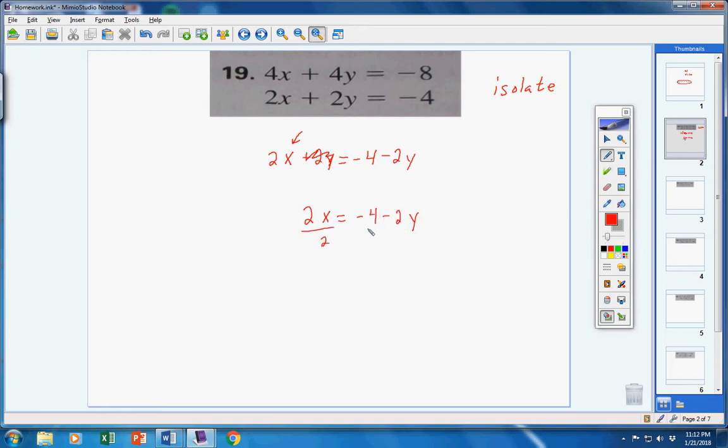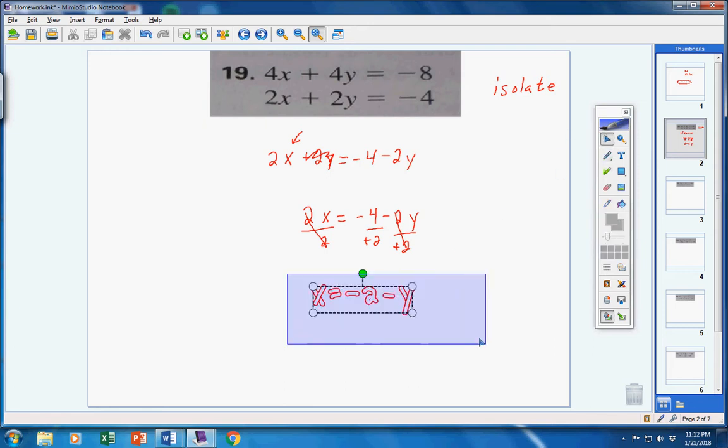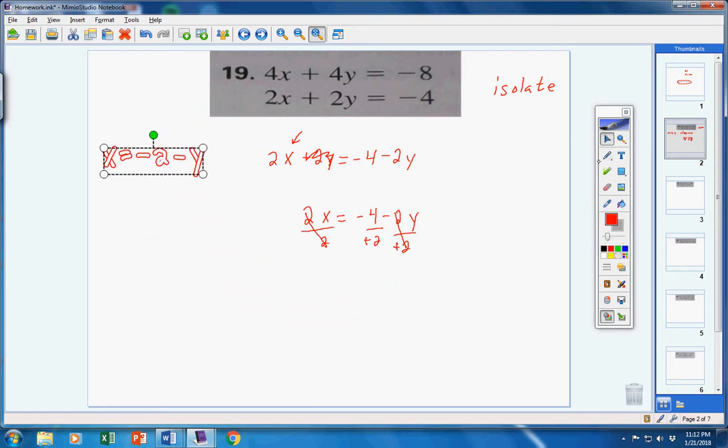Next, divide everything by 2. These cancel, leaving you with x. Negative over a positive is negative. 4 over 2 is 2. Negative over a positive is negative. Your 2's cancel, leaving you with y. So x equals -2 - y.